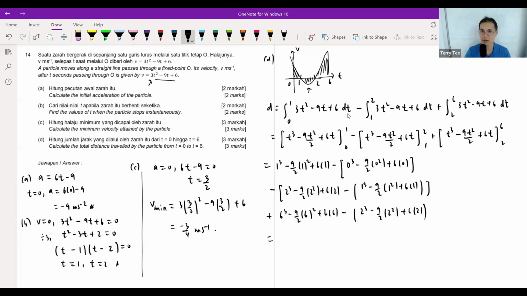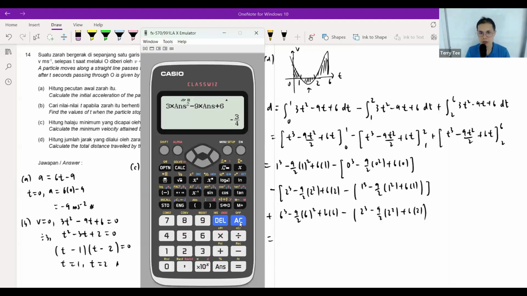Okay, so now you can make it quite easy. You don't need to do it so hard because you can use your calculator to calculate that. Let me show you how to use the calculator. There's this integration button here. You just type in the original function, 3x squared minus 9x plus 6. Your lower limit is 0, upper limit is 1. So you press equals. First answer is 5/2.